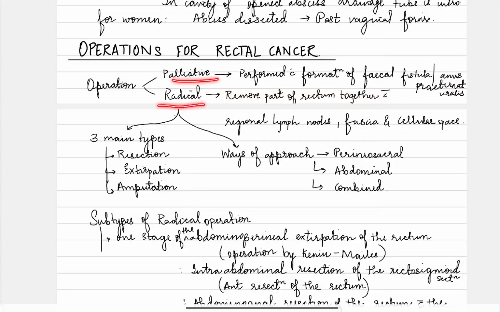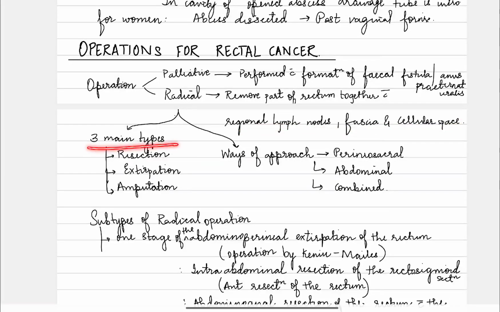Next is operations for rectal cancer. There are 2 methods: palliative and radical. Palliative is performed with the formation of a fecal fistula and anus praeternaturalis. Radical is to remove the part of the rectum together with regional lymph nodes, fascia and cellular space.